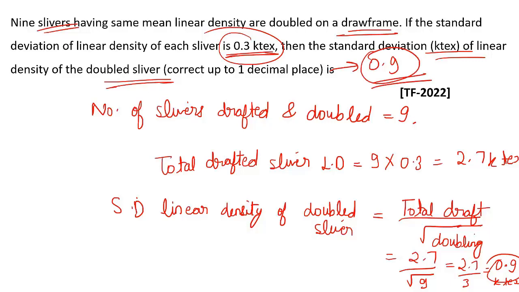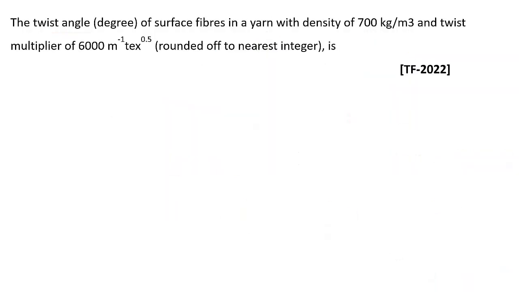Now coming to the next question. In this question, it is said that the twist angle in degree of a surface fiber in a yarn with a density of 700 kg per meter cube and twist multiplier of 6000 per meter into under root tex, rounded off to the nearest integer, is. It is a 2-mark NAT question. So in this question, what is given is TM, the twist multiplier. And the other one, the density is given as 700 kg per meter cube.